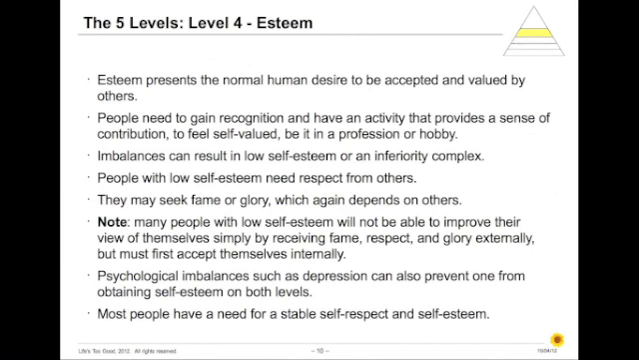The next level is esteem. Esteem is the normal human desire to be accepted and valued by others. People crave recognition at different levels, and this level is talking about a need to have a sense of contribution, whether it's through a profession or a hobby. Imbalances can result in low self-esteem or an inferiority complex. And the irony here is people with low self-esteem look to others. They need respect from others. They might even look for fame or glory, which depends on others.